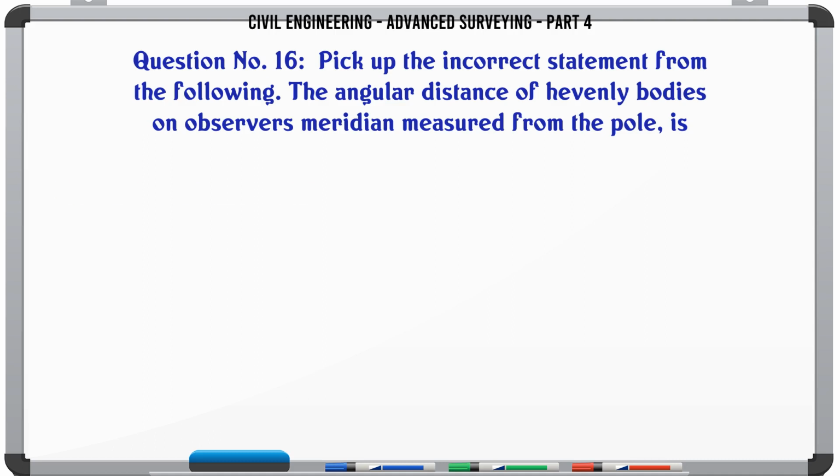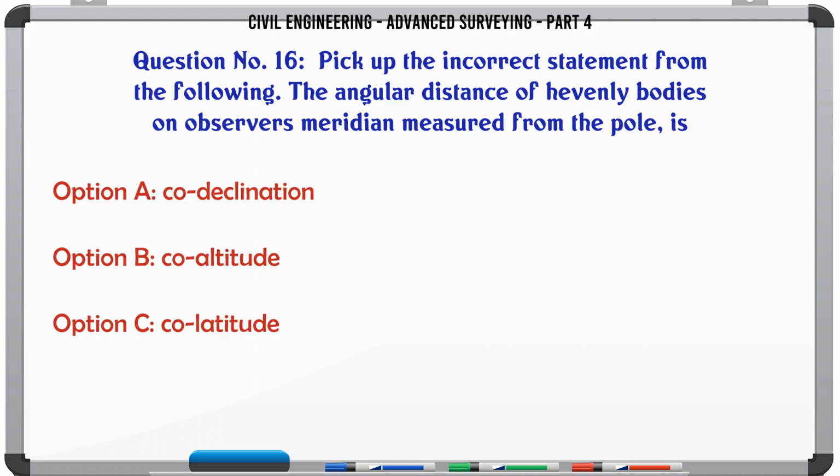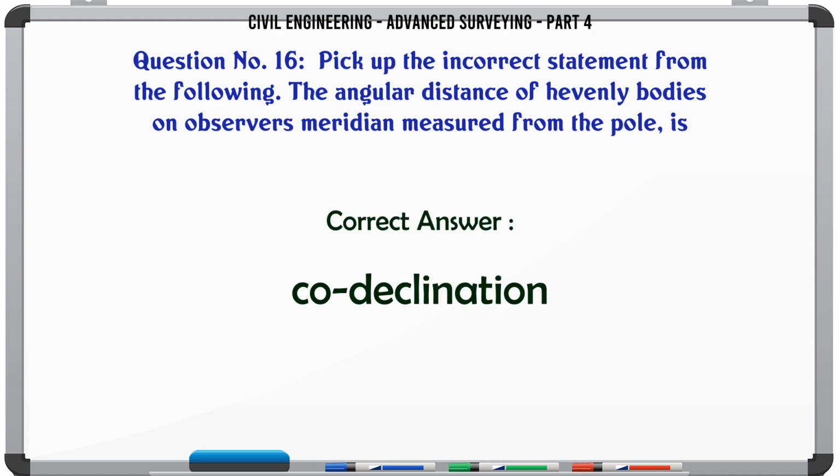The angular distance of heavenly bodies on observer's meridian measured from the pole is A. Co-declination, B. Co-altitude, C. Co-latitude, D. Polar distance. The correct answer is co-declination.